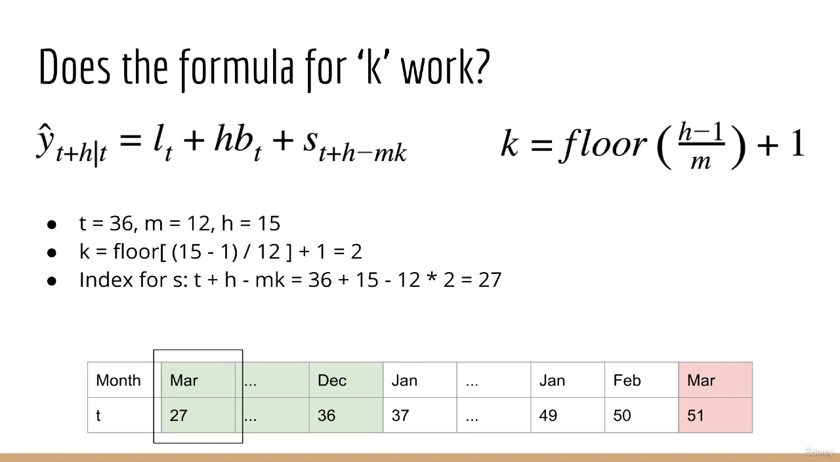We have k equal to the floor of (h minus 1) over m, plus 1. If we plug in all of our numbers, we get k equal to the floor of 14 over 12 plus 1, which is all equal to 2. Therefore, the time index for s will be 36 plus 15 minus 12 times 2, which is equal to 27. And thus we have confirmed that this strange formula does indeed work.